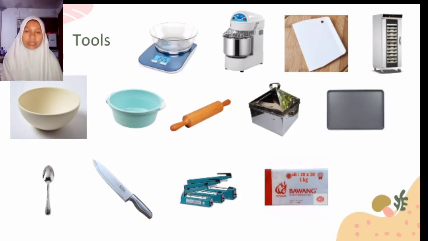Spoon is used to take chocolate as stuffing for bread. Knife is used to crush chocolate. Sealer is used to seal plastic packaging. Plastic packaging is used to pack the finished bread.